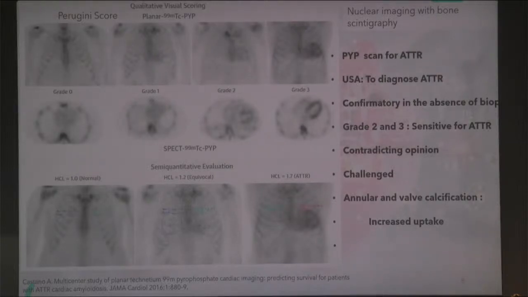But what is our experience in this? We have seen many patients who were diagnosed as grade 2 or grade 3 on PYP scan, but when the same scan was evaluated at AIIMS, they said it is not grade 2. So there is a lot of inter-observer variability, and even in many of these patients, when the biopsy was done, we could not demonstrate amyloid in the endomyocardial biopsy. Along with that, the grading is challenging, and even annular calcification, if present, can interfere with the interpretation of PYP scanning.